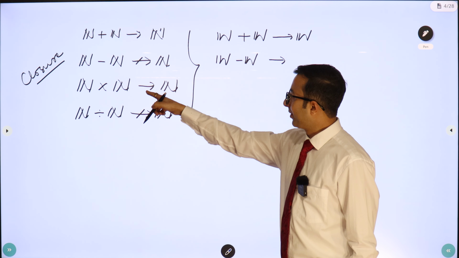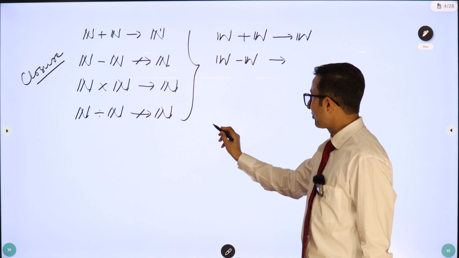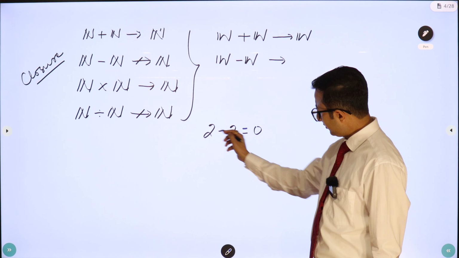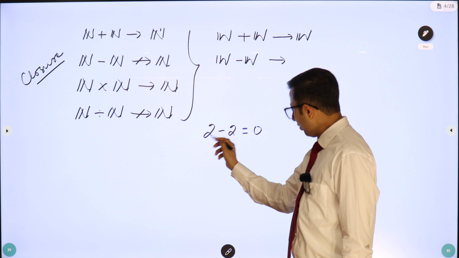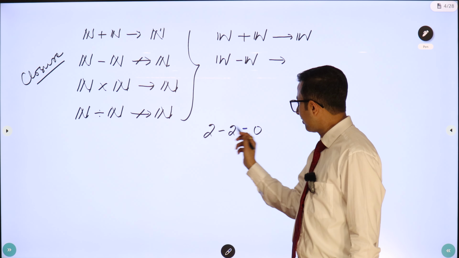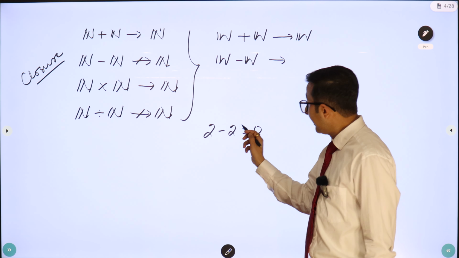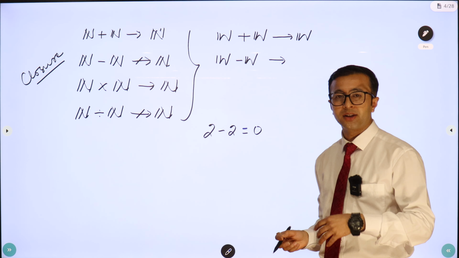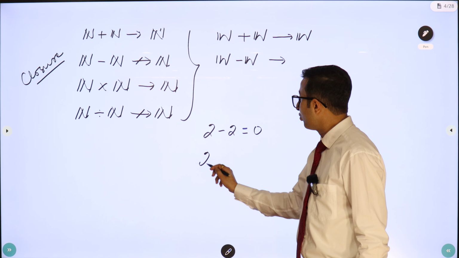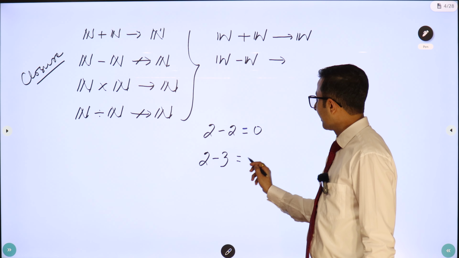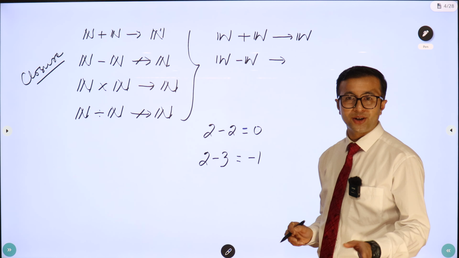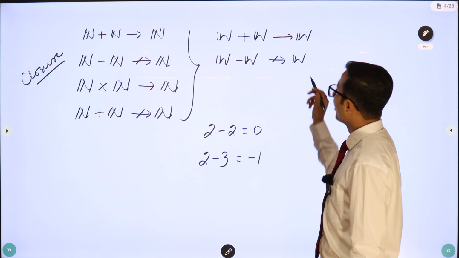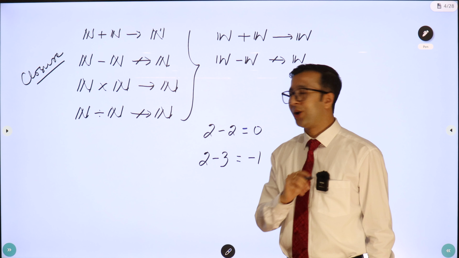In the previous example, which we used in the case of natural numbers, 2 minus 2 gives us 0. 2 is a whole number, 2 is a whole number, 0 is also a whole number. In this case, when subtracting two whole numbers, we are getting a whole number. But if you have 2 minus 3, then it gives us -1, which does not belong to the set of whole numbers. That's why whole number minus whole number may not always be a whole number.